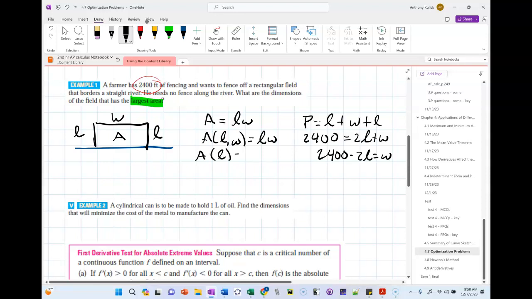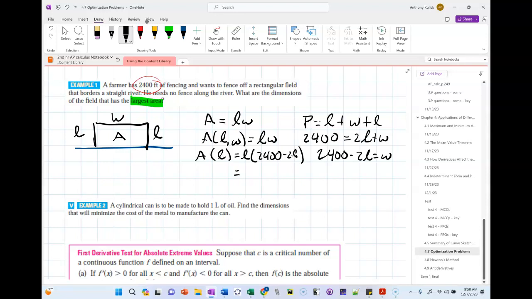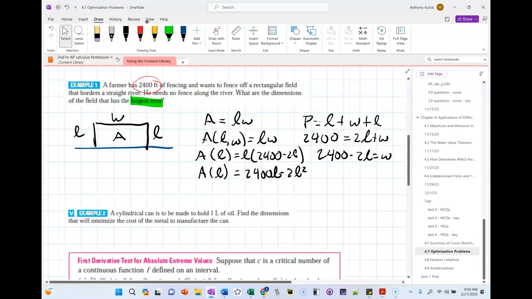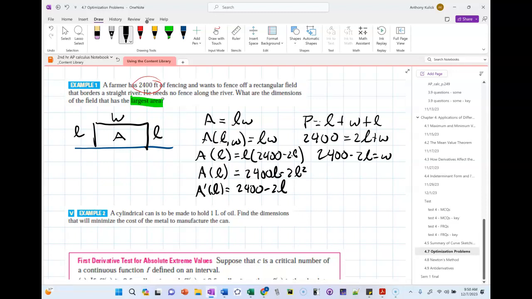So I will have area now just in terms of L when I substitute that in. And I would distribute the L through, because my next step is just going to be to take the derivative. And I would much rather just distribute than have to do a product rule. Let's use some algebra and make our lives easier. Are we okay so far? Okay. So that's going to be 2,400 minus 2L.